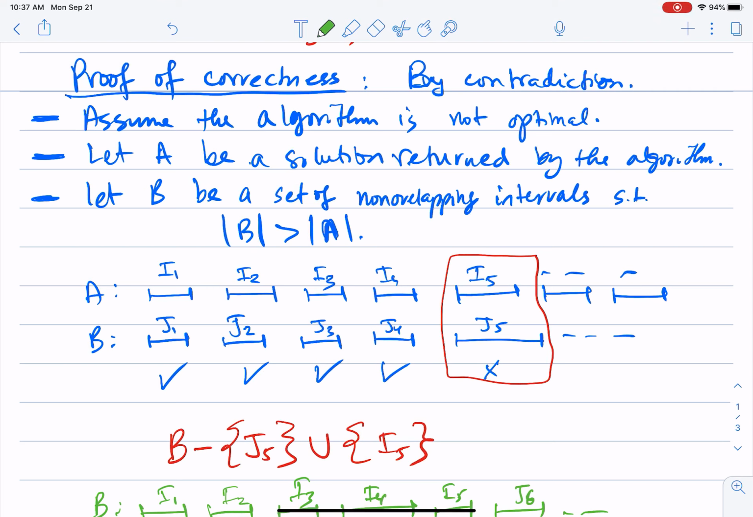As long as the intervals in both of them are the same, I keep going to the next interval. Then I got to interval 5, and I noticed that A and B disagree on interval 5. Then I argued that if you replace interval J5 by interval I5, you did not create a conflict and you did not reduce the size of B, so it's a safe replacement. And then I continue doing that. I go to the 6th interval, the 7th interval, and I keep replacing things in B that differ from A. At the end of this exercise, I have gotten B equal to A in terms of size and in terms of content. And this is where the contradiction is. Therefore, the algorithm is optimal.